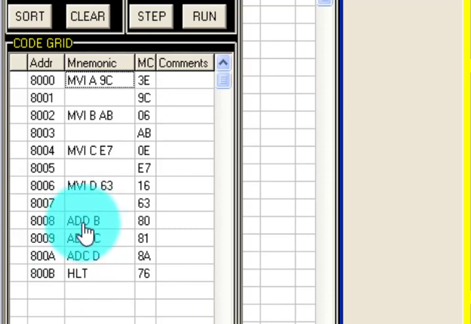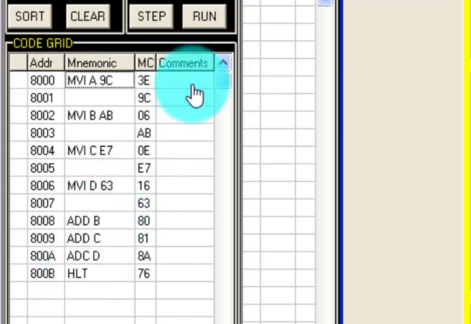ADD B adds the contents of register A with register B and stores the result in register A. ADD C adds the contents of register A with register C and stores the result in register A. And what is this ADC? ADC adds the contents of register A with register D along with the carry which was generated in the previous addition. So if a carry is generated by ADD C, it will also add that carry along with A and D and store the result in register A.